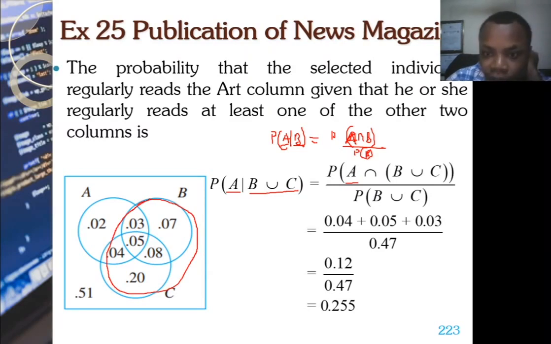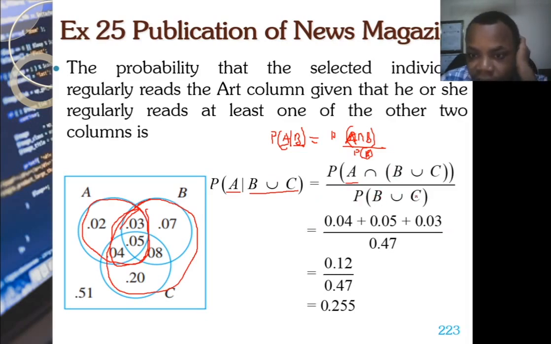And we also have A, and A is all that we have here. And remember that we are trying to look for their intersection. And their intersection is everything that we have in this region. So once it comes to this, we have 0.04, which is what we have here, plus 0.05, what we have here, and lastly plus 0.03. So this gives us the numerator part of this equation, divided by probability of B union C.